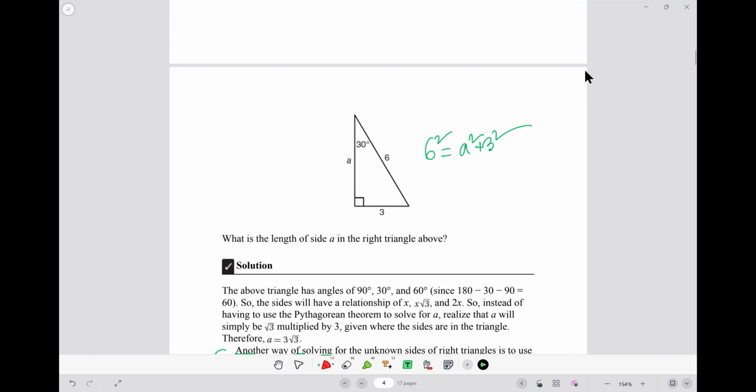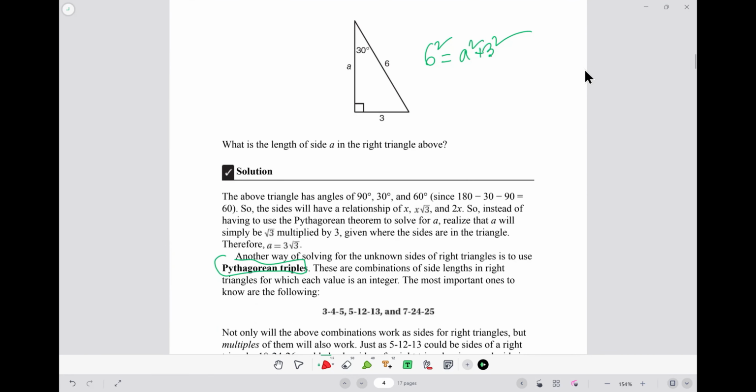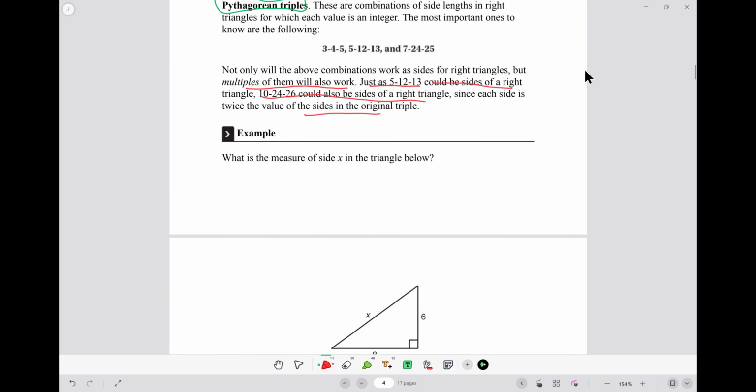They are talking about these Pythagorean triples because they are interested in multiples, because not only will the above combination work as the sides of a right triangle, but multiples of them will also work, just as 5, 12, 13 could be sides of a right triangle. This is basically what they're talking about, the Pythagorean triple. So I'm going to focus on the next example.